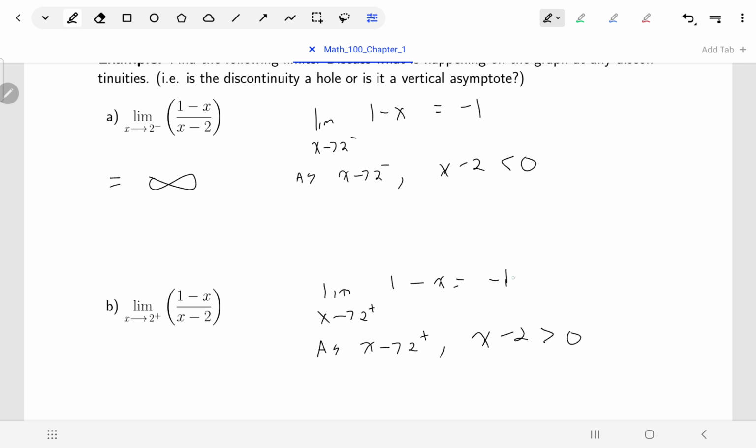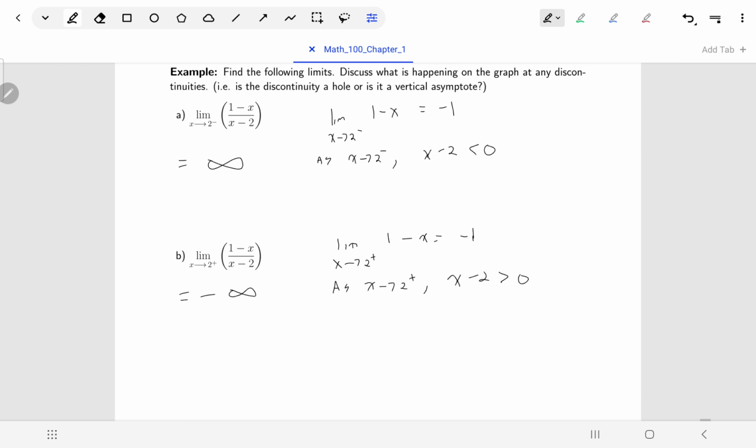The numerator goes to -1. The denominator goes to 0. I can say that this will diverge to negative infinity, because I'll have the numerator going to -1 and the denominator going to 0, and that denominator is going to 0 through positive values. So it's always negative divided by positive, which gives us something negative. That's why it's negative infinity.